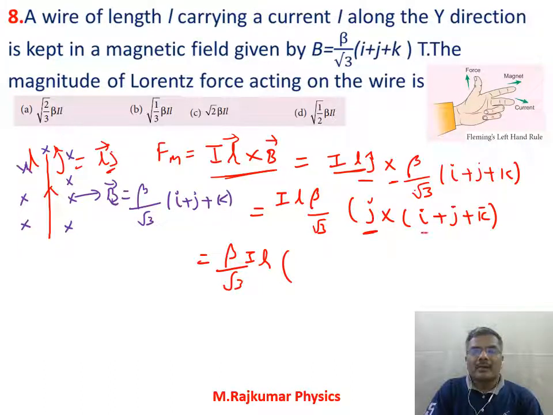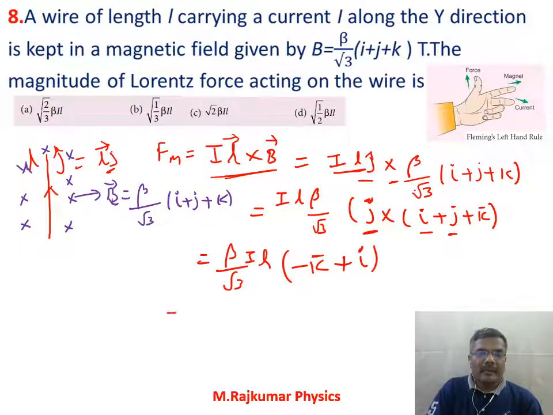So j cross i, you know, is minus k, because it is in the opposite direction. If I take the cross product between j and i, it is minus k. And if I take the cross product between j and j, it will be 0, because the angle between j vector and j vector is 0, theta will be 0, so sin 0 will be 0, so j cross j will be 0. Then j cross k will be i, because in the cyclic form i, j, k, it is plus i only.